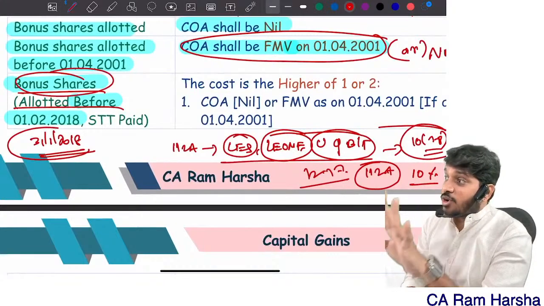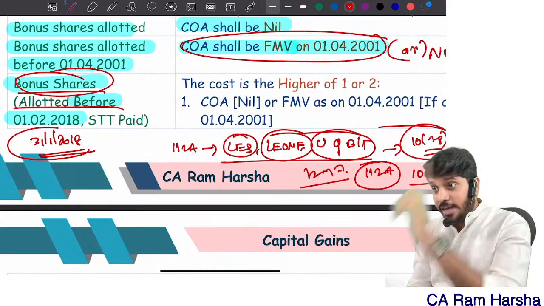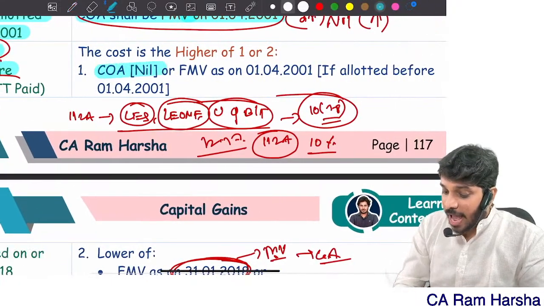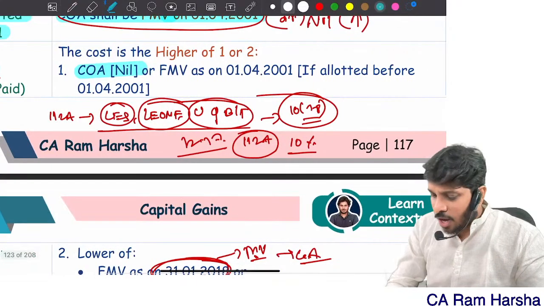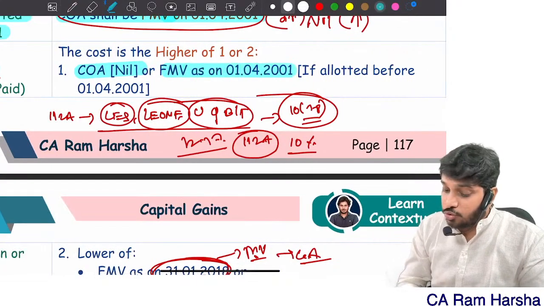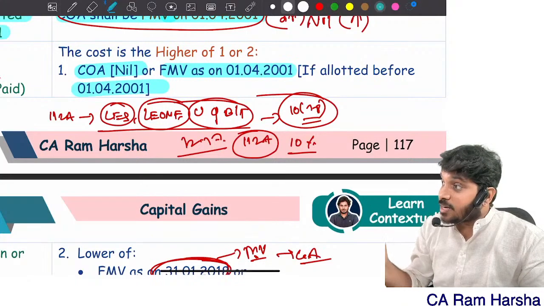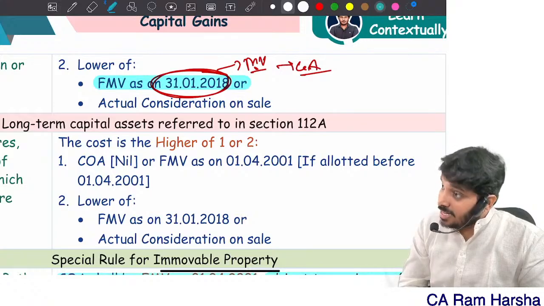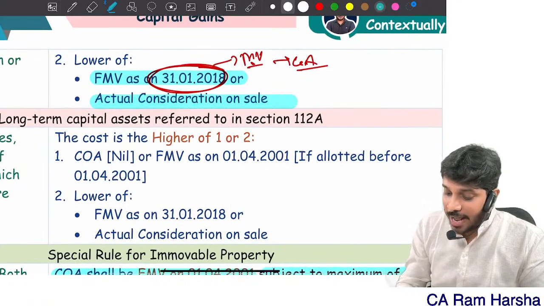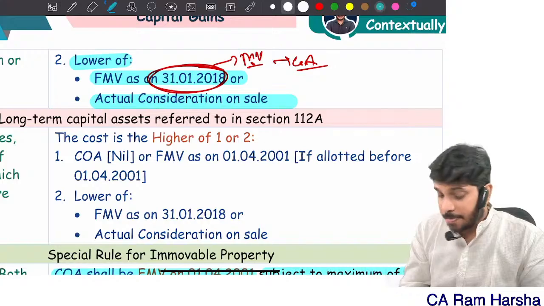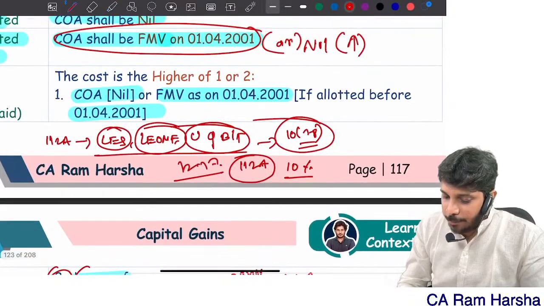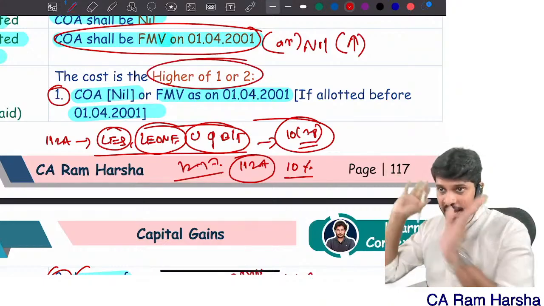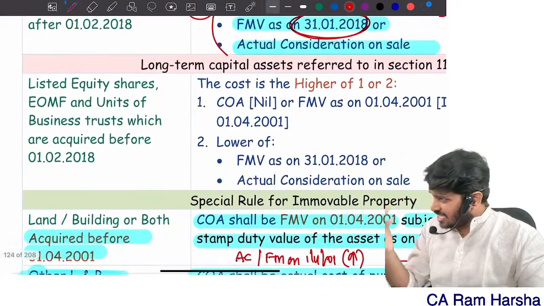So, what is the cost of acquisition of any share? Not necessarily a bonus share, I am telling you here: any share, including bonus shares. The cost of acquisition will be the actual cost; for bonus, it is nil. Or the market value on 1/4/2001. If the shares were allotted before 2001, consider that. Compare that with the market value on 31st January 2018 or the actual consideration, whichever is lower. So this second point you compute, the first point you compute, whichever is higher, that will be taken as the cost of acquisition. Whether it is a bonus share or a listed equity share, it doesn't matter.